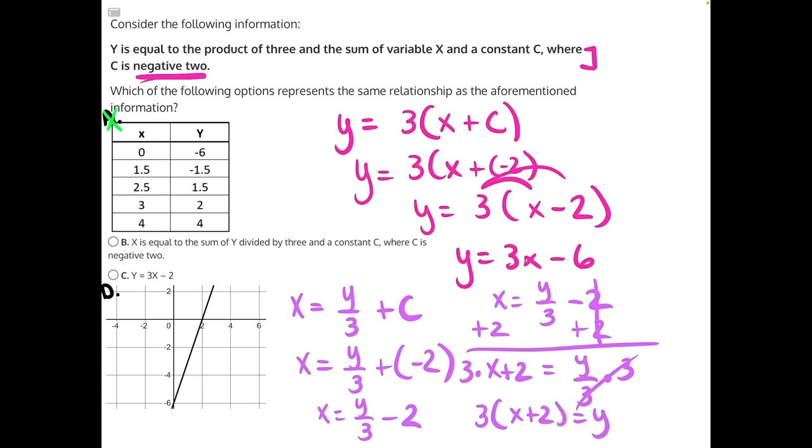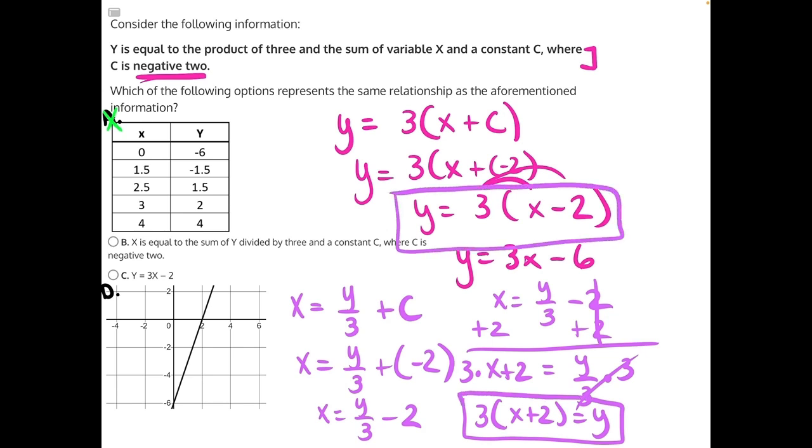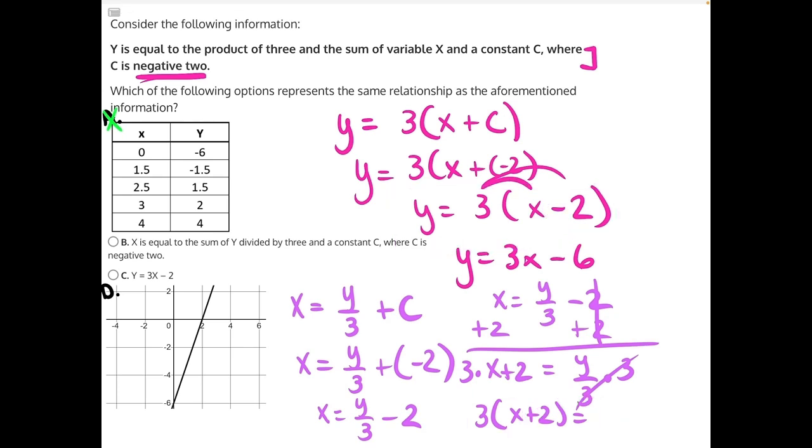And we don't have to distribute this out because we can compare this step of our equation to this step of our equation. And we can see that they are not the same because here we have x minus 2 and here we have x plus 2. They are not the same function, meaning that answer choice D is incorrect. Or excuse me, answer choice B is incorrect.